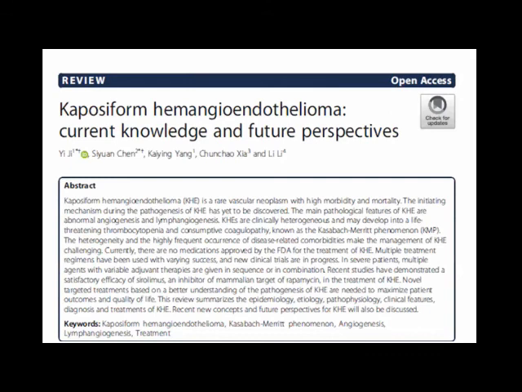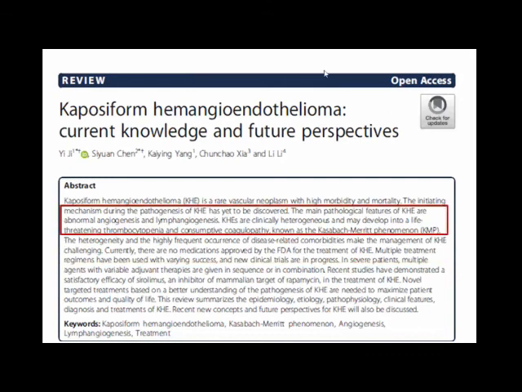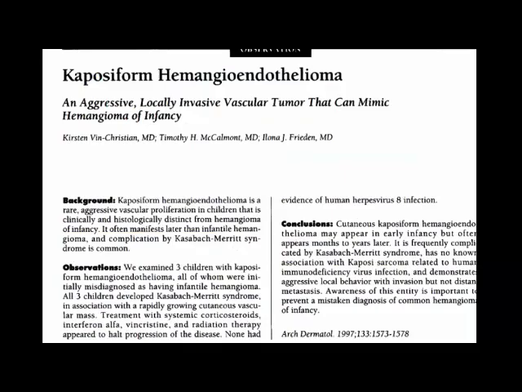So this article supports the diagnosis, as it states that kaposiform hemangioendothelioma may develop life-threatening thrombocytopenia with the consumptive coagulopathy known as Kasabach-Merritt phenomenon. And there is one more article which states that they examined 3 children who were initially misdiagnosed as infantile hemangioma, but later developed Kasabach-Merritt syndrome.